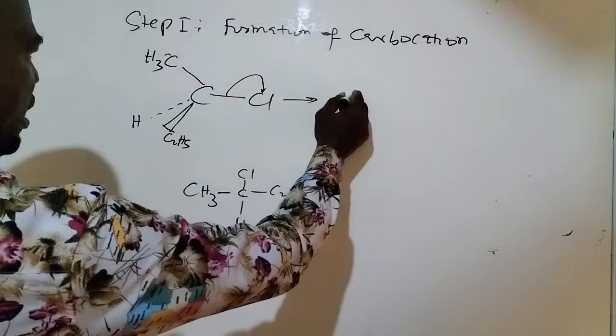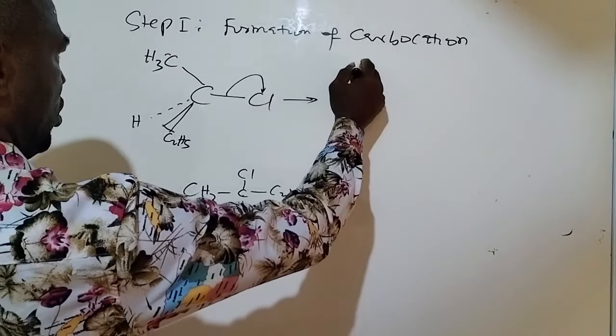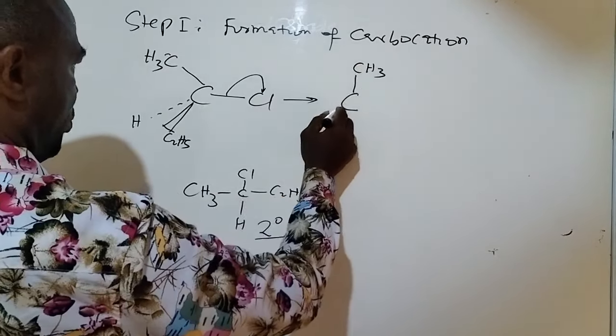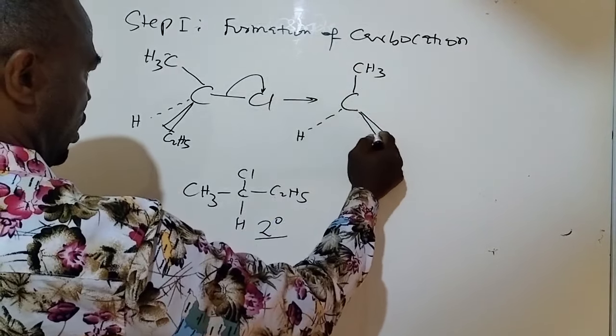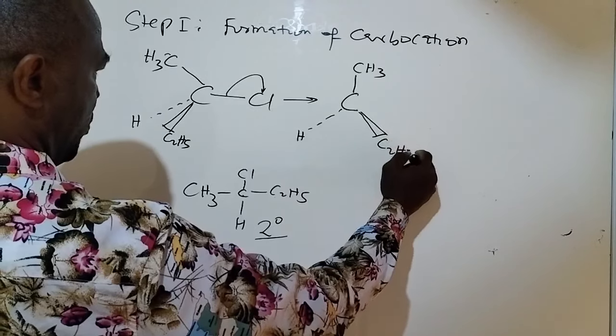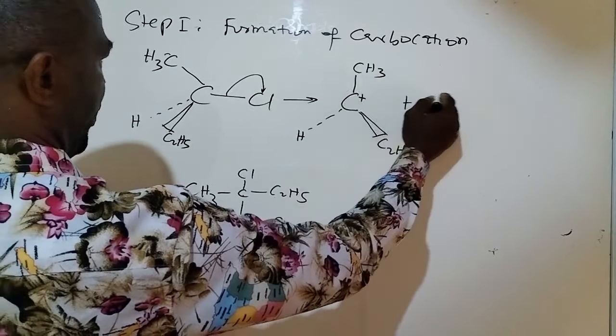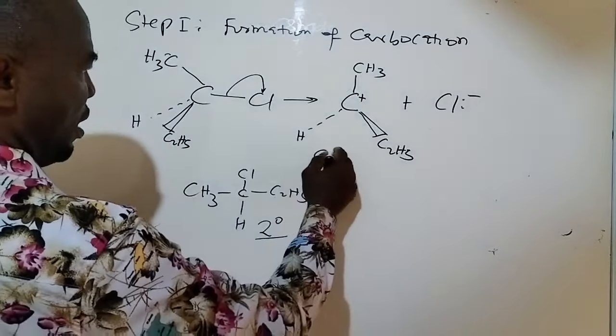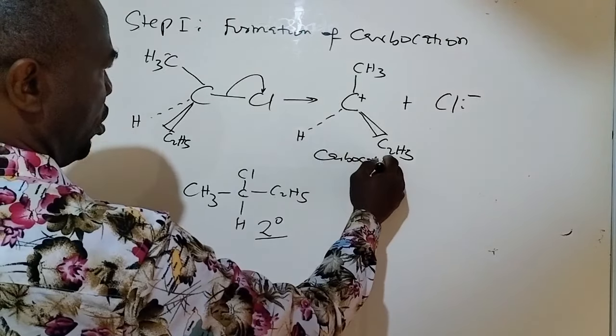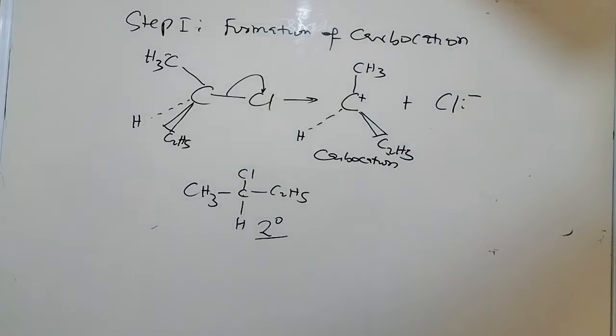So you now produce a carbocation, which has a planar shape. So that is the carbocation produced. You draw the planar structure, it has a positive charge, while the chloride ion leaves with 2 electrons, being negatively charged. So this is the carbocation produced. So that's the first step of the reaction, carbocation formation.